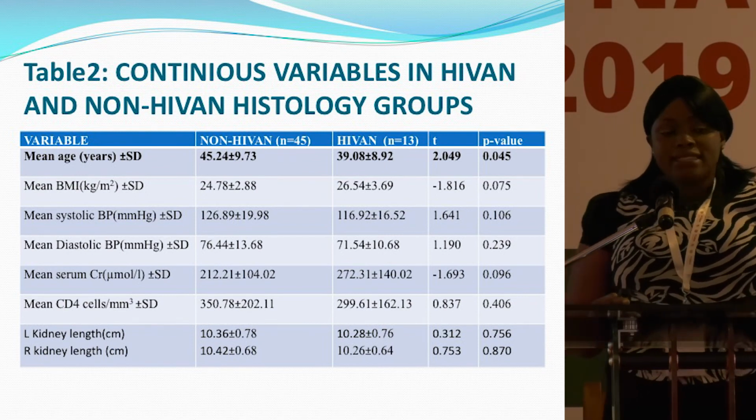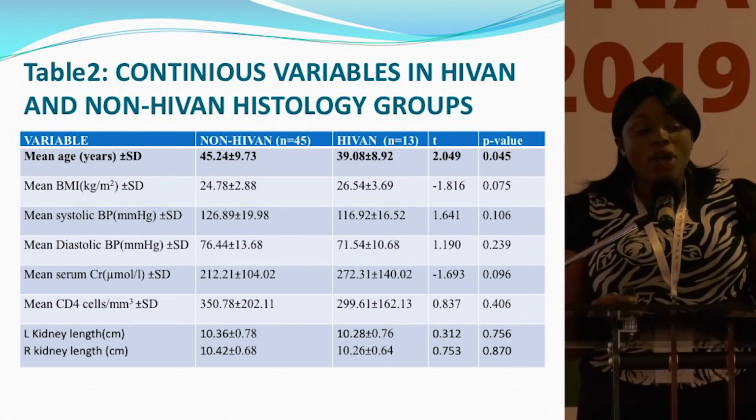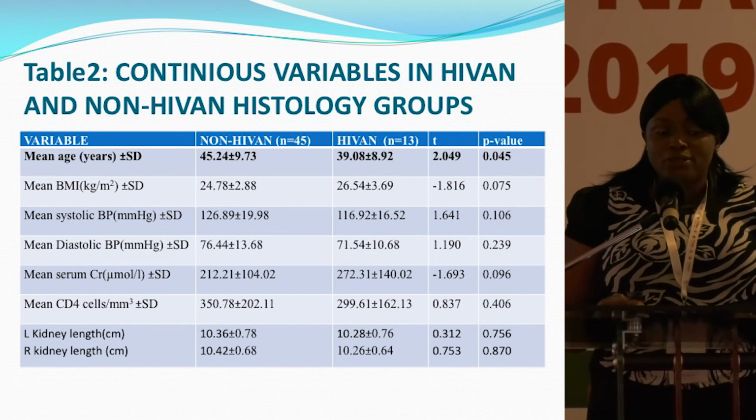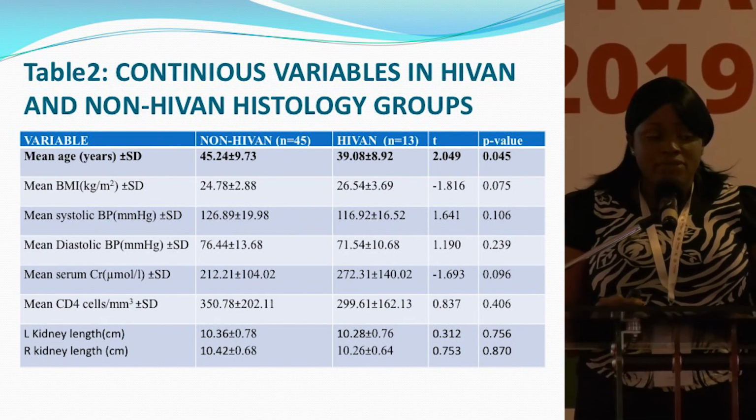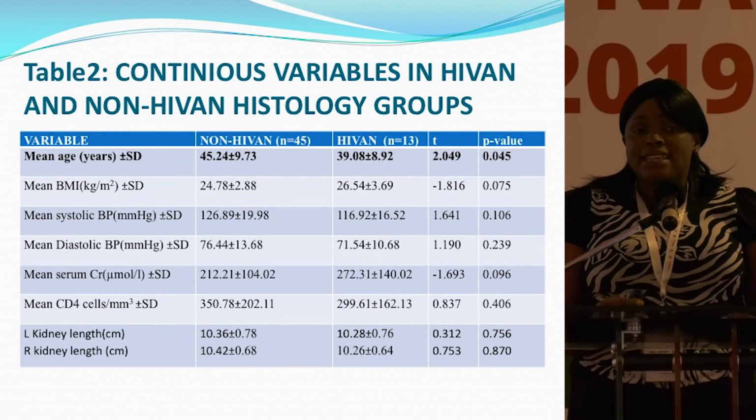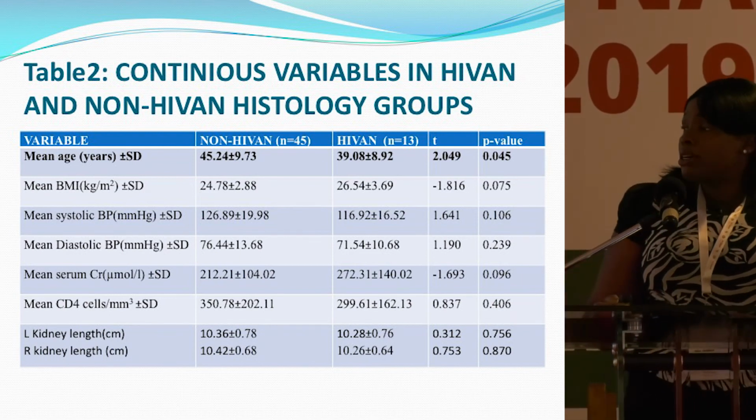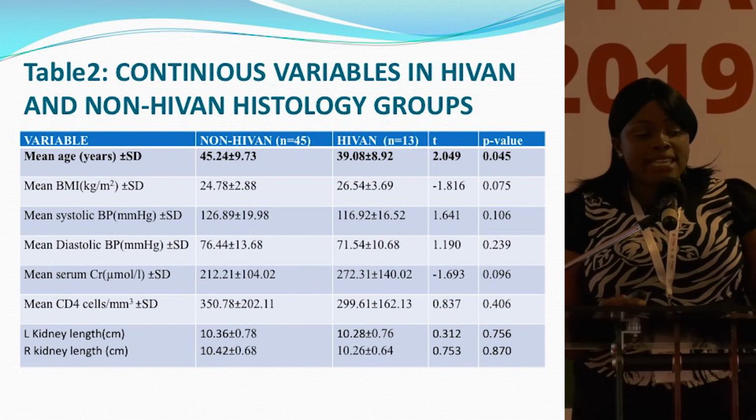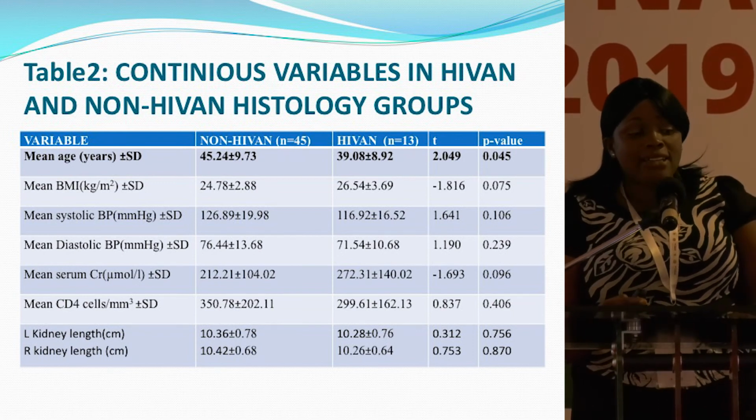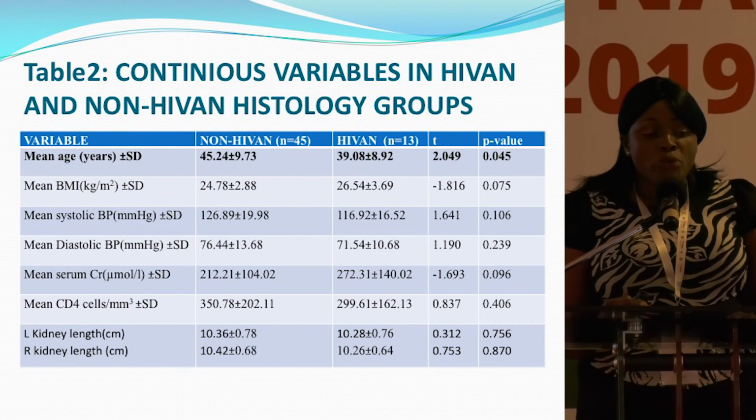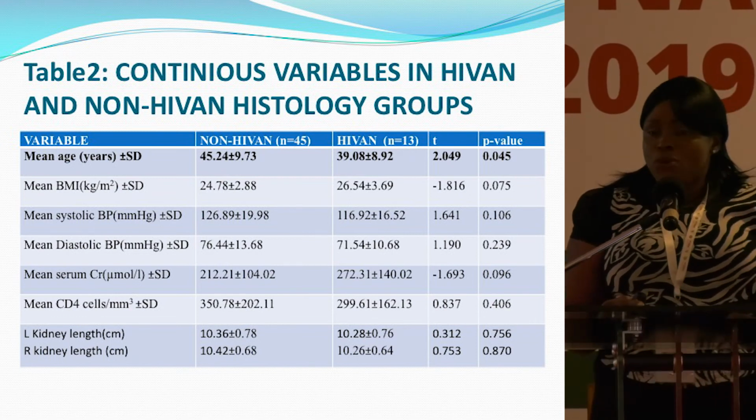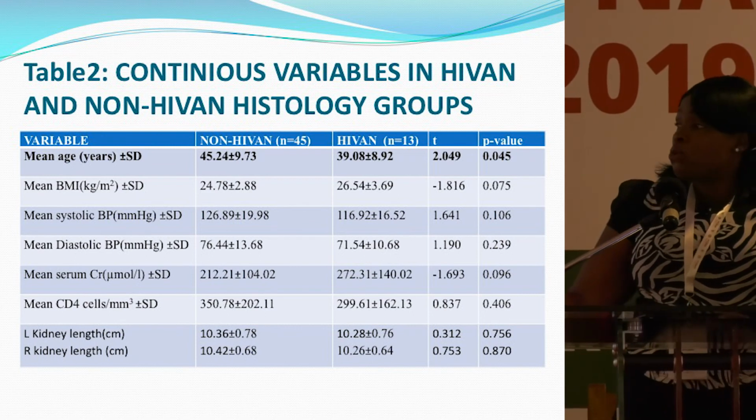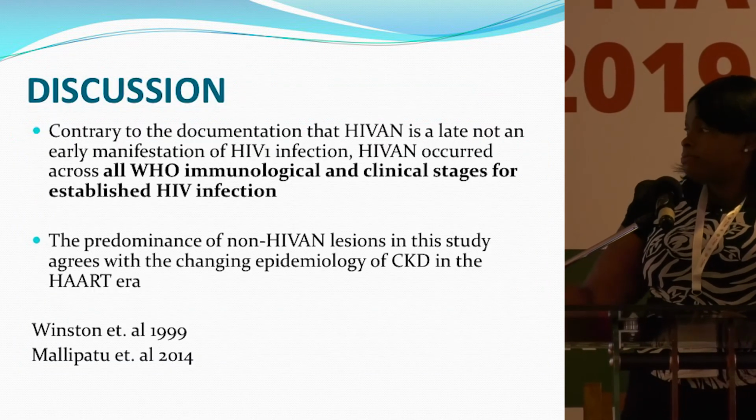But if you look at this table, we found that though the patients who had HIVAN had a lower mean systolic and diastolic blood pressure, it wasn't actually statistically significant. So using blood pressure just as a measure to predict HIVAN wasn't going to be helpful. Then we also see that despite the fact that the patients who had HIVAN had a higher mean serum creatinine and CD4 counts, it was also not statistically significant. And of course, the findings on ultrasound were also not significant.